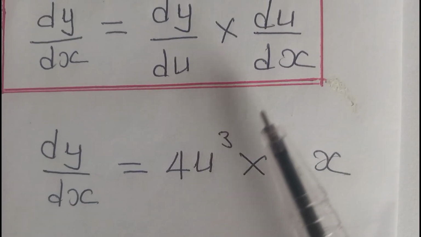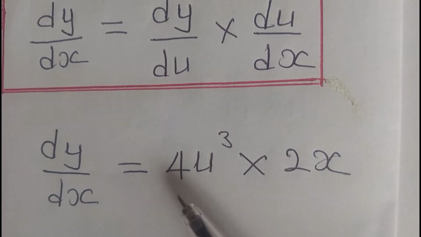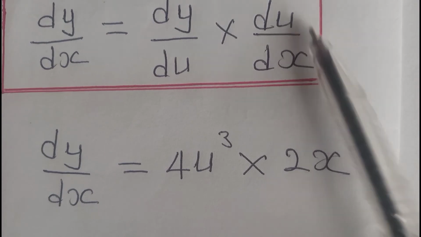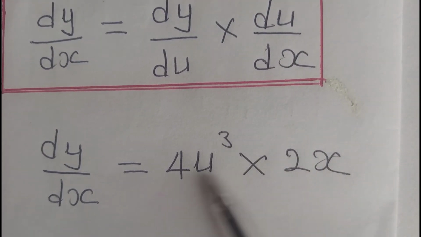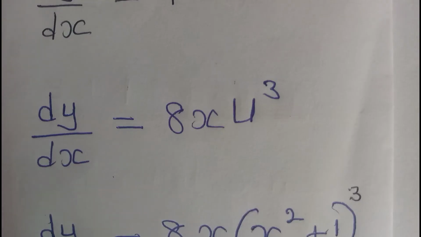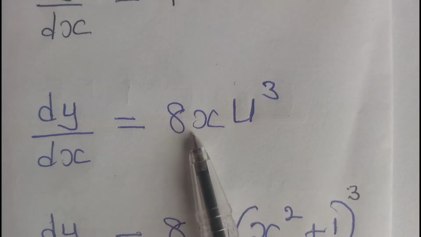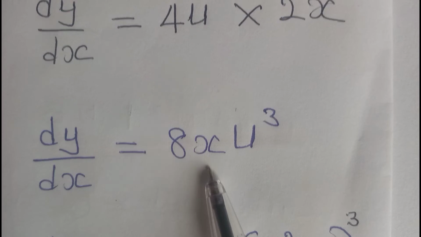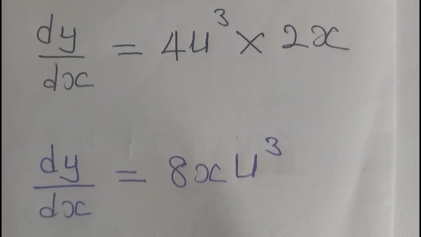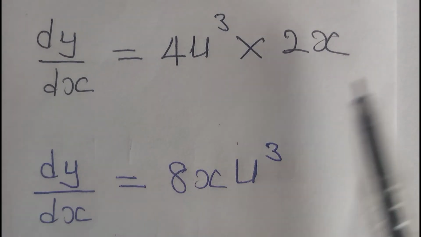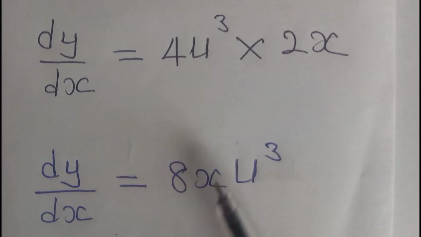Fine. Recall that dy by du is 4u raised to power 3 and du by dx equals 2x. Multiply these two together, you will have dy by dx equals 8x u raised to power 3. How did we get this 8x u raised to power 3? 4 times 2 will give us 8.